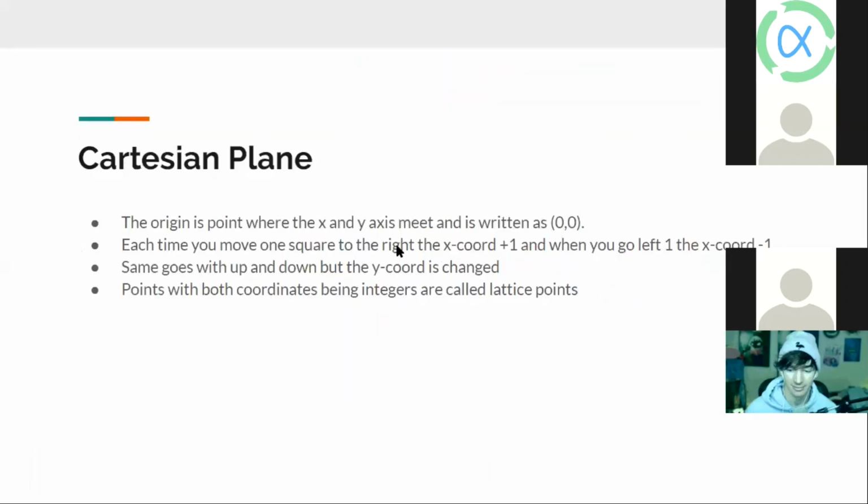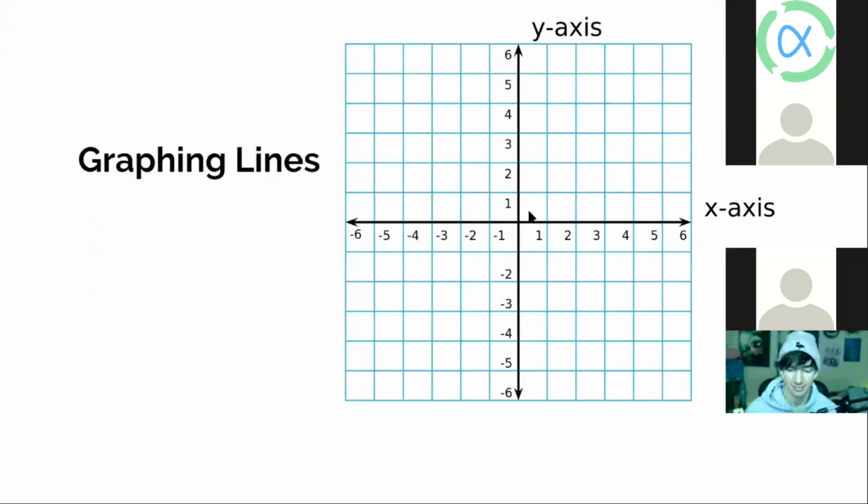And then each time you move 1 square to the right, the x coordinate goes up by 1, which will be this. This is the x coordinate. And when you go left 1, the x coordinate goes down by 1. And same goes if you're moving up and down the y-axis. The y coordinate's going to change. So it's going to become +1 if it's going up, and if you're going down, it's going to become -1. And points with both coordinates being integers are called lattice points. So if I start at 0, 0 and I move 1 to the right, it's going to become 1, 0. That's kind of how it works.